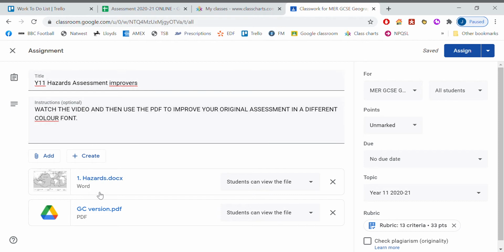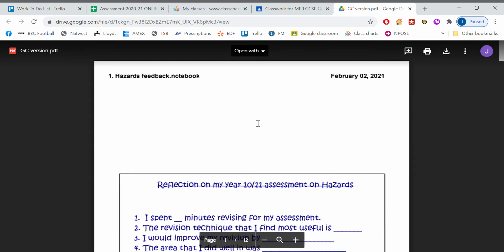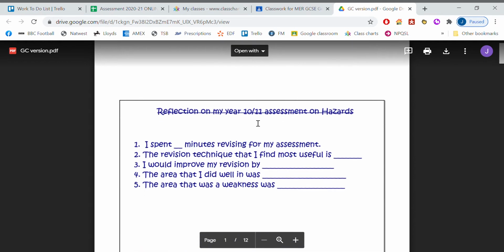Now, in this assignment, you'll have a GC version PDF, hazards, which is the actual assessment, just to remind you of the questions. And obviously you'll need to go back to your previous assignment, which was Year 11 hazards assessment, for your answers. So I just want to talk through the mark scheme very quickly. You'll have some notes on the larger questions, most likely, or some targets.